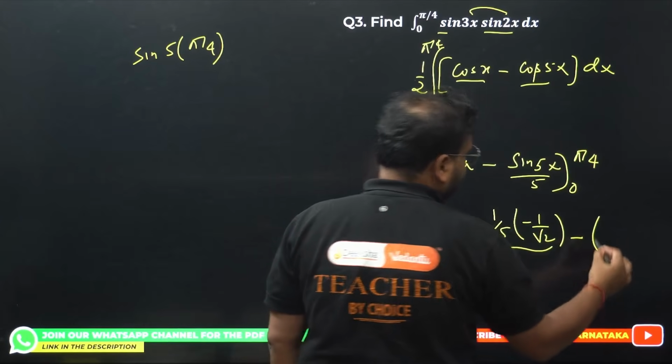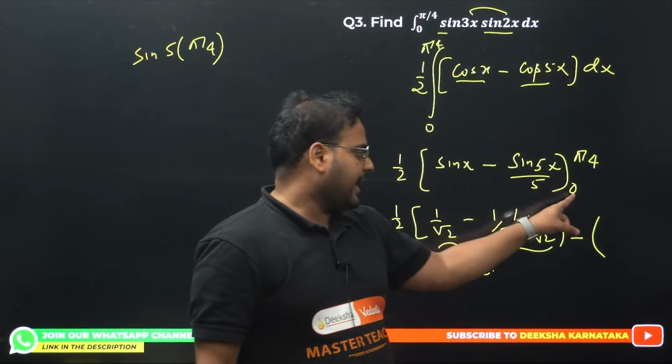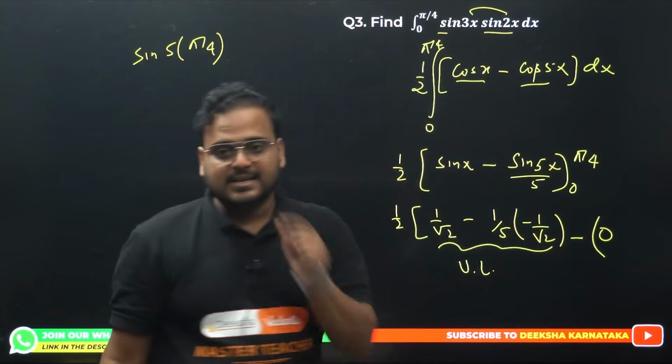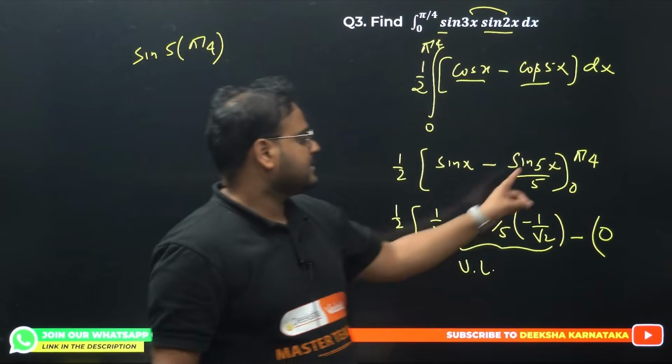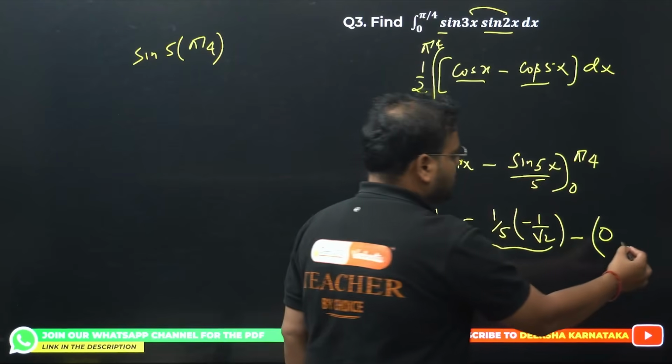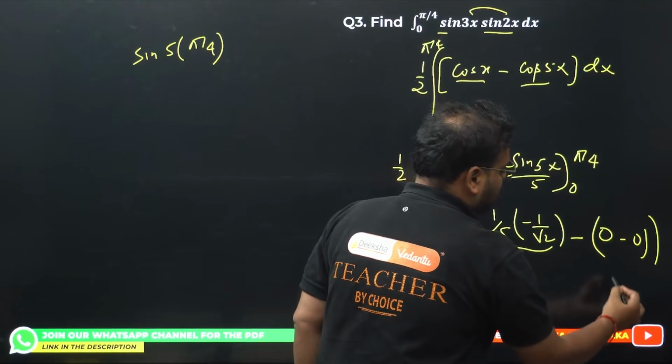There comes a minus sign for the lower limit. Please check x as 0. Sin 0 is 0. Next, sin 5 into 0, again 0. This whole thing is also 0. This is my lower limit.